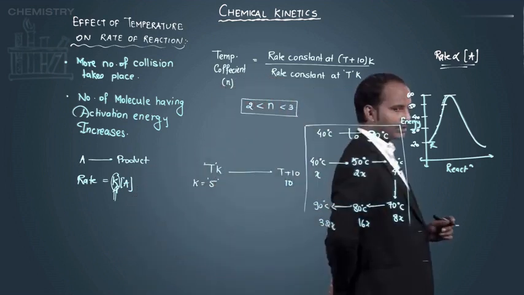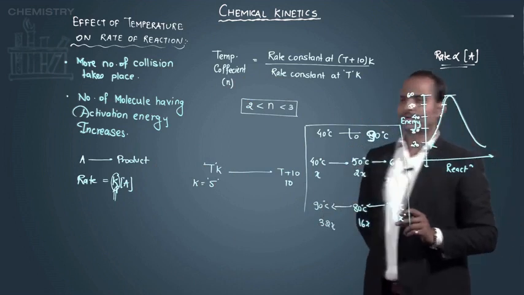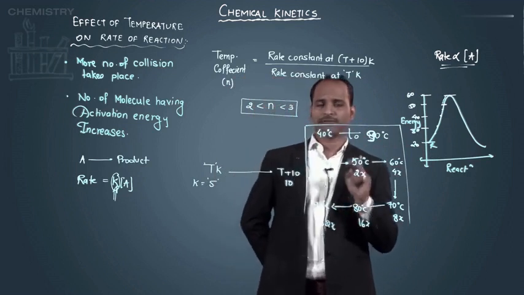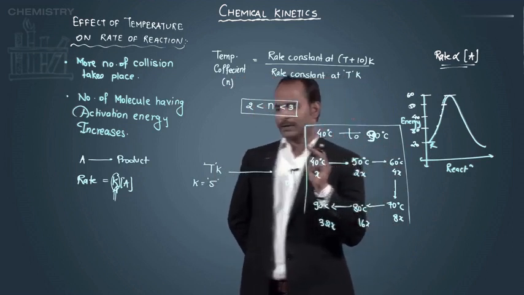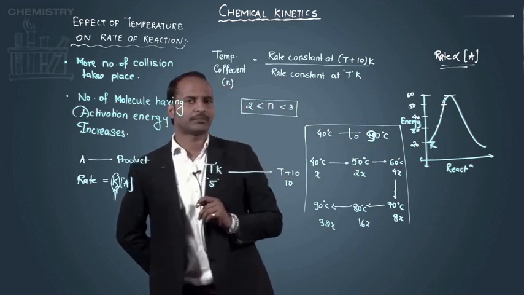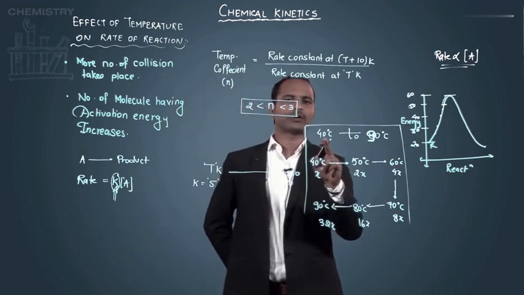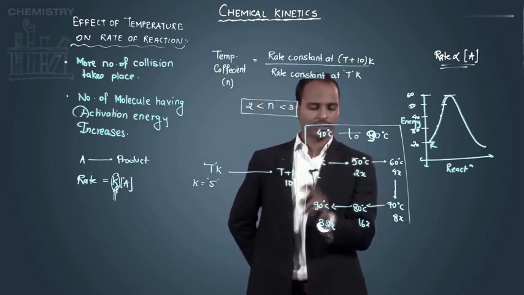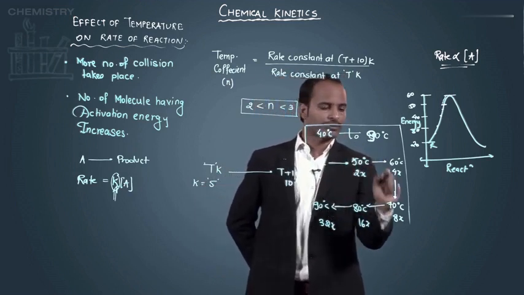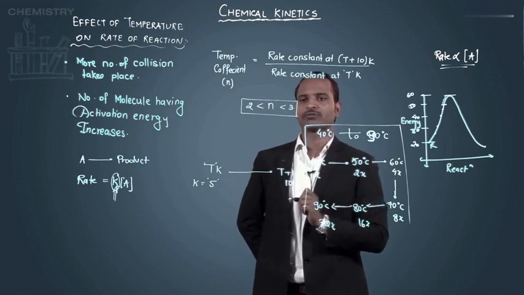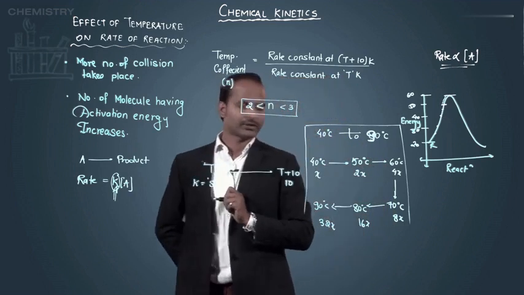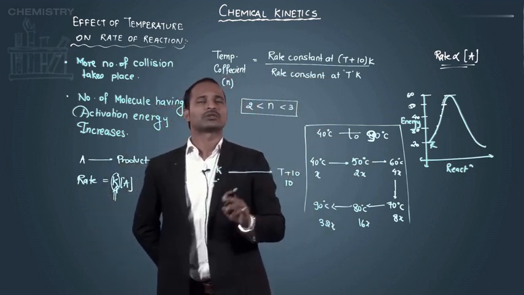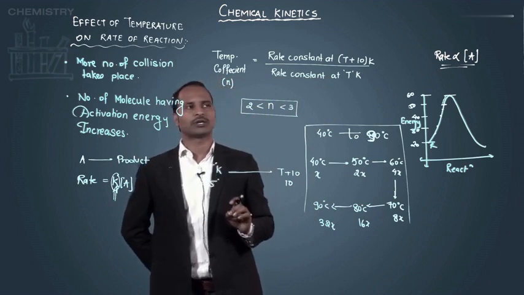Ultimately I can say, what was the question? If the rate of reaction doubles on increasing the temperature by 10 degrees Celsius, then how many times will the rate of reaction increase if the temperature increases from 40 to 90? I will say if you are increasing the temperature from 40 to 90, then the rate of reaction changes by a factor of 32 times. It means the rate of reaction increases by 32 times. So this is the effect of temperature on the rate of reaction.